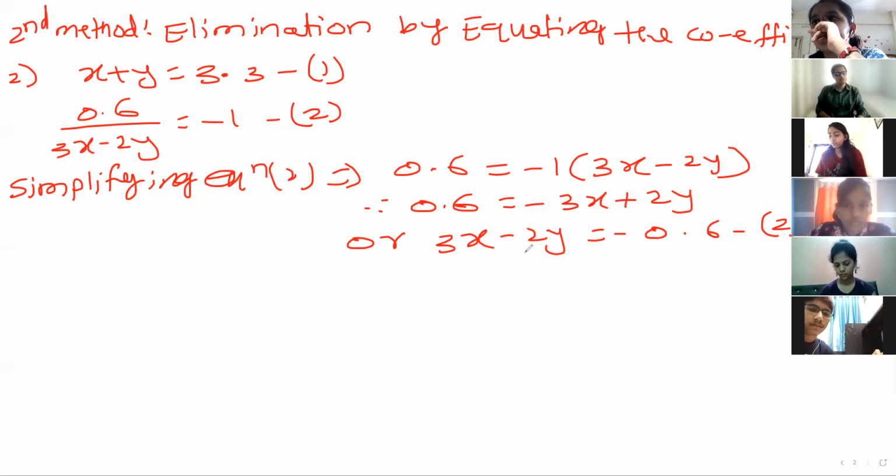Now, please see here. The coefficient of y in equation 1 is +1 and coefficient of y in equation 2 is -2. Whenever the coefficients have different signs, you can add them. There is no need to subtract. This is a very big point. So if I have to make the y coefficients equal, what do I have to do?